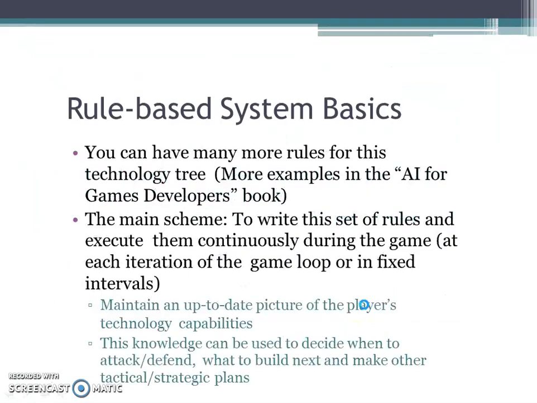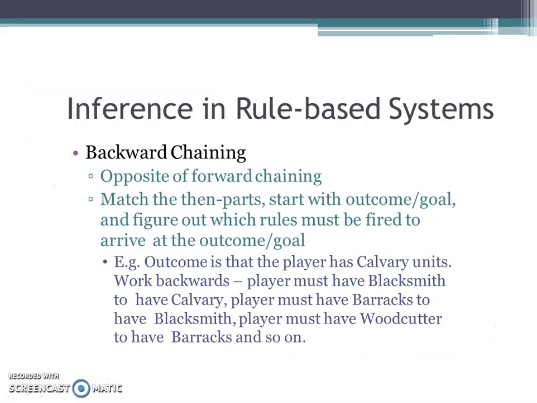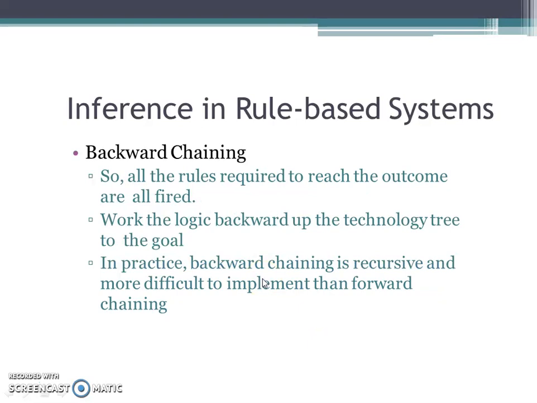So going back here, if you work backwards, you find that if you know that he has cavalry, you will know that he has a blacksmith, and because you have a blacksmith, you will know that you have barracks, and after that you will have woodcutter and so on. So things go backward for backward chaining. Therefore, all the rules required to reach the outcome are fired, and this is a recursive function call, and hence it's not as easy to implement as forward chaining.